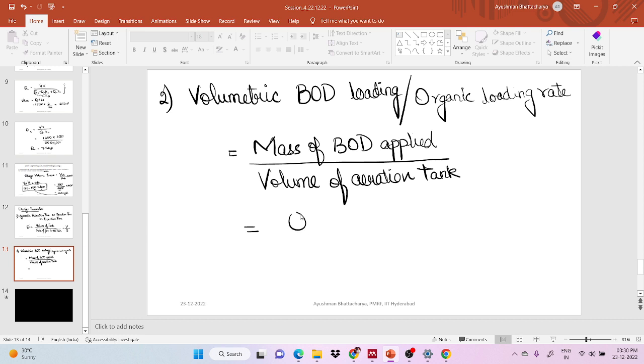So you can write it as Q S naught by V, and its unit is kg per day per meter cube. Basically Q is the flow rate, S naught is the influent BOD, and V is the volume of the tank. So this is the second thing.